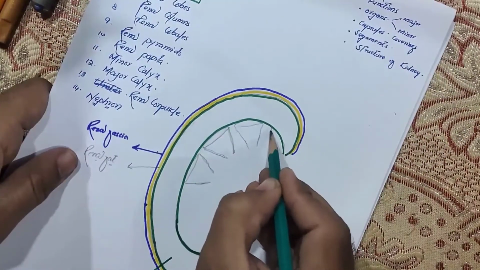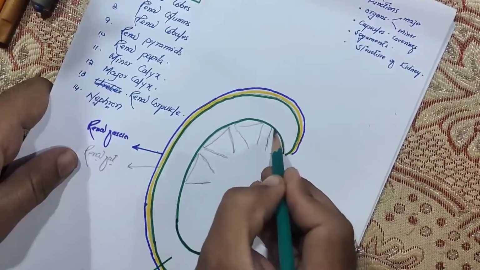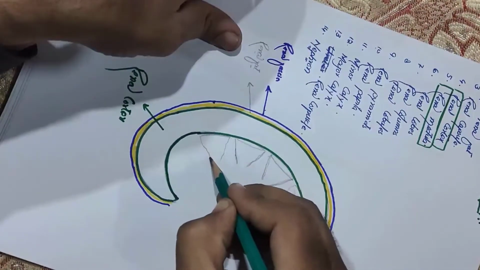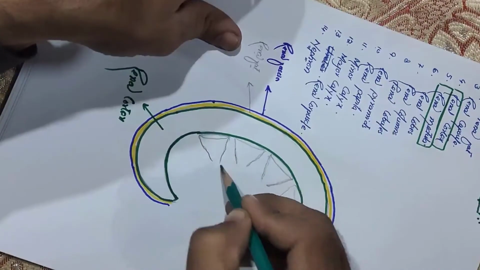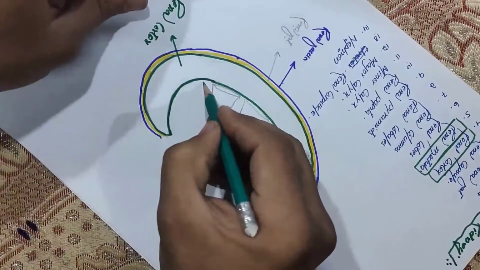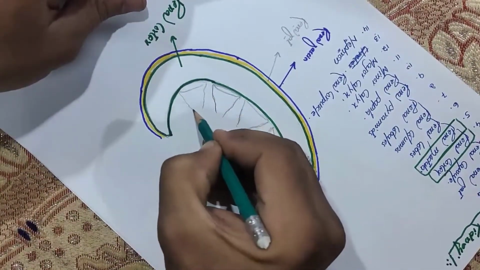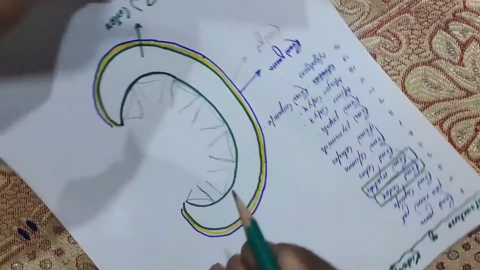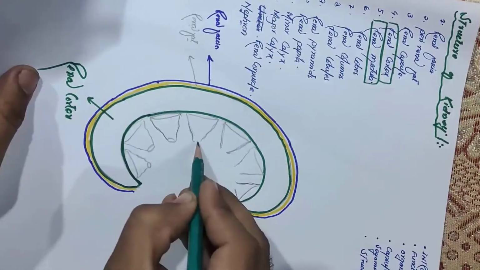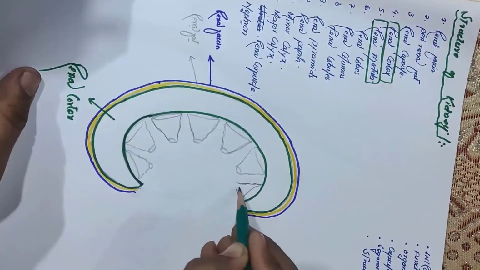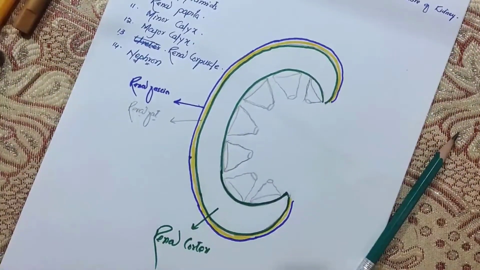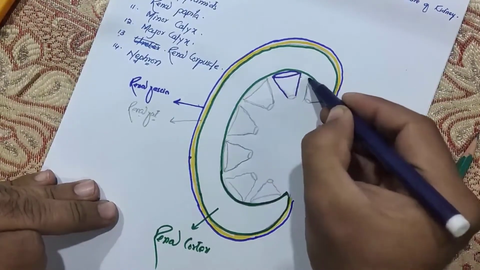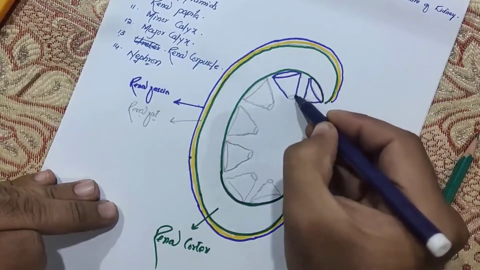We will see all these. Okay, these are the renal pyramids, very easily. In between the pyramids are the renal columns. What is there in between the pyramids? The renal columns. So these are the renal pyramids, and what is there in these renal pyramids? We will see that later, right? Look carefully, we will draw something else also, right? Now let me shade these pyramids. These are the renal pyramids.